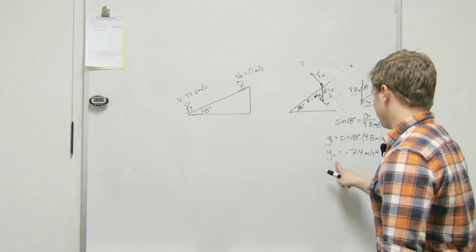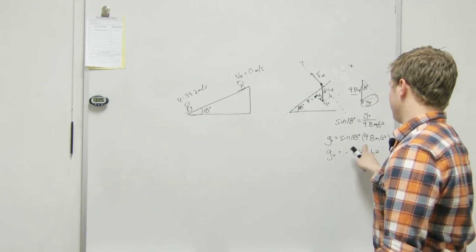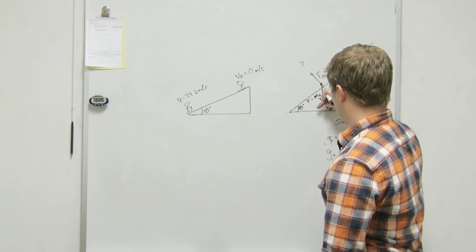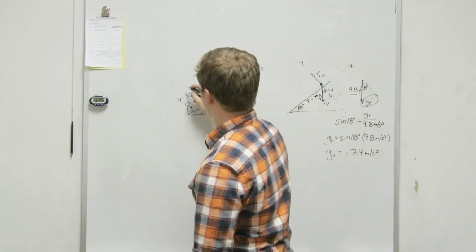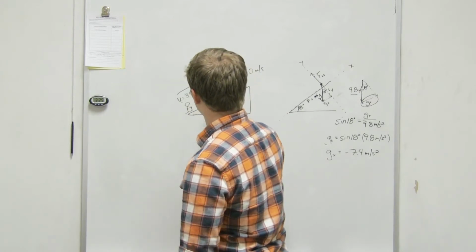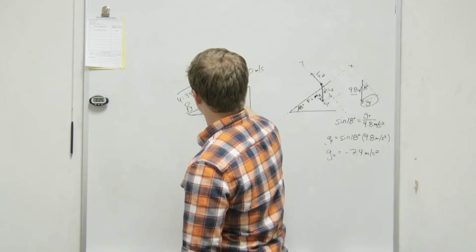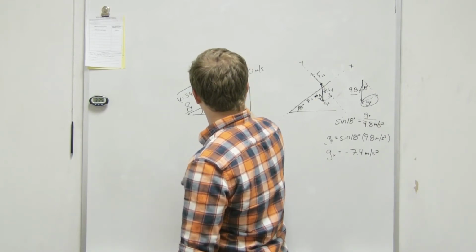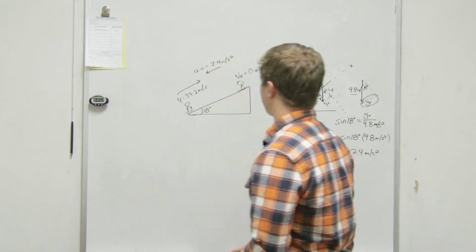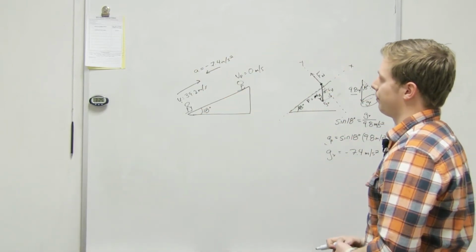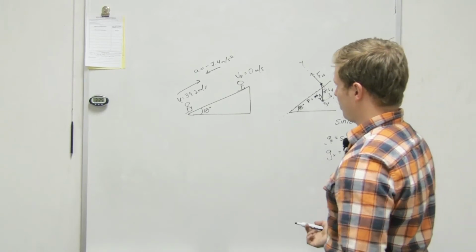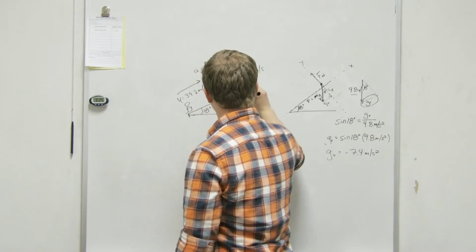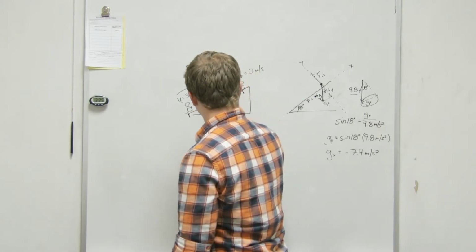So this is convenient for us because, if you notice, it's pointing down the slope. So her velocity is going up the slope, and she now has an acceleration going down the slope at negative 7.4 meters per second squared. So that's some pretty good information, and we want to know the distance.